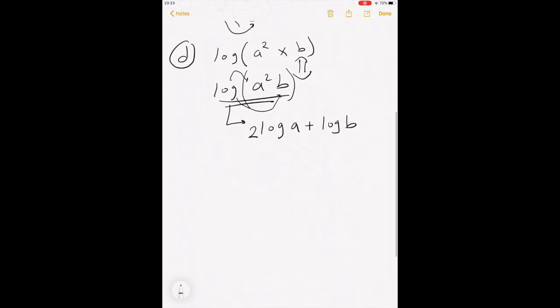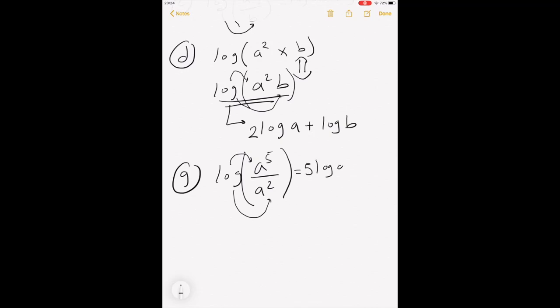Let's look at g. So g here says log a^5 divided by a^2. Put a bracket, it just helps you. Then you get the first one, then the second one, and the middle is the division. So, and then I will simplify it at the same time. 5 log a minus 2 log a. So the division is the difference between them. That means, because these are the same, I will end up with 3 log a.